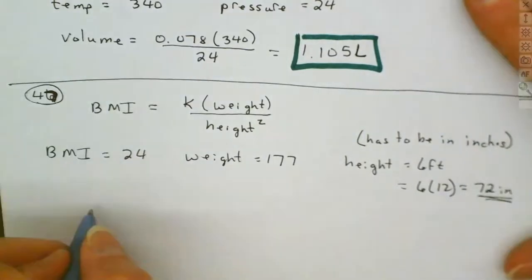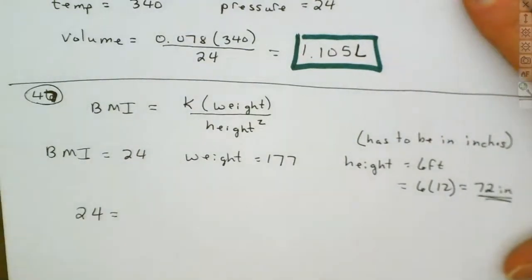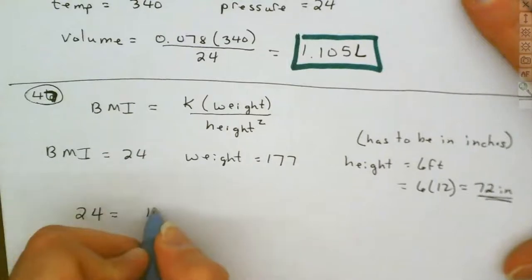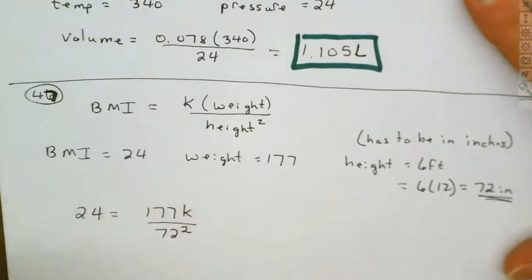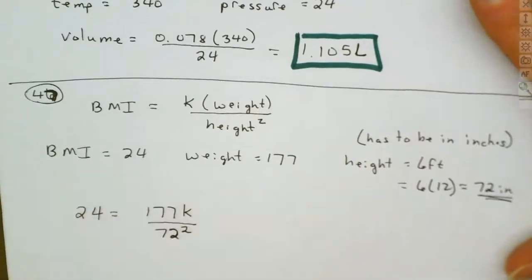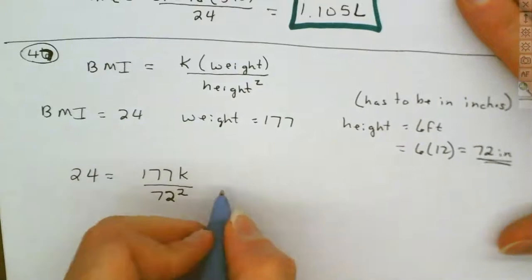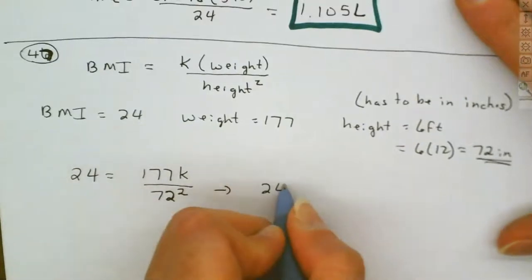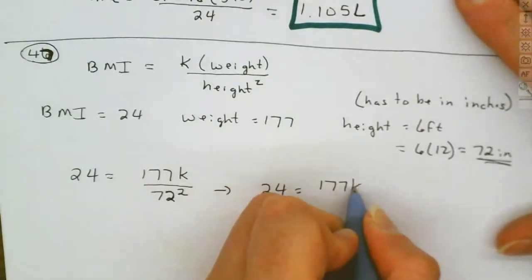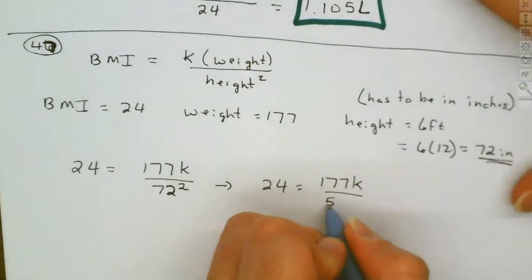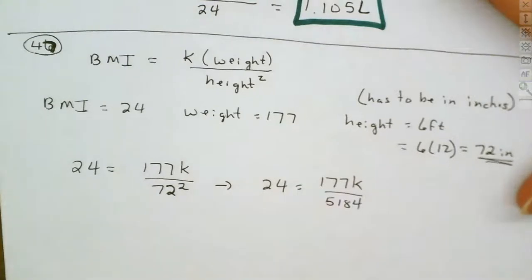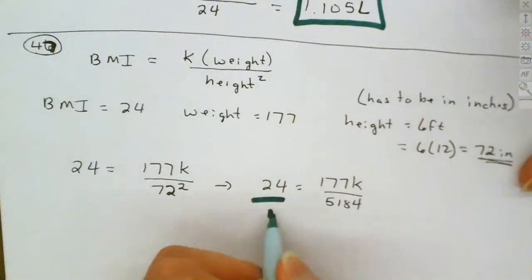Plug in our values. So our weight is 177K over 72 squared. And now we'll work this out. So now we've got 24 equals 177K over 72 squared. It's going to be a fairly large number. 72 squared is 5184. And then we'll cross multiply here.